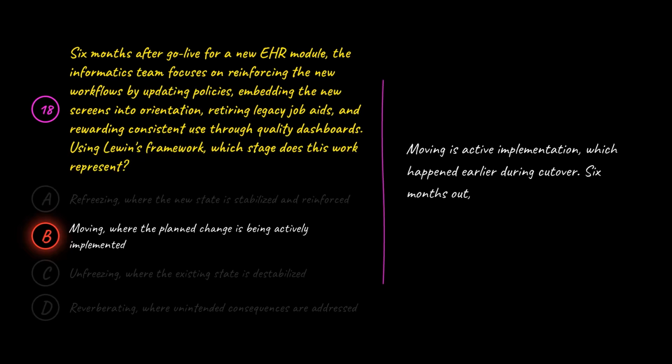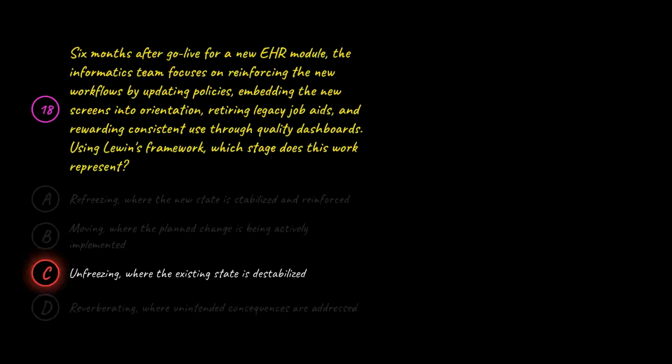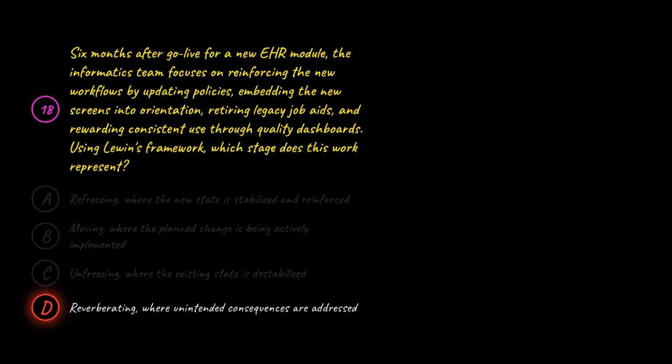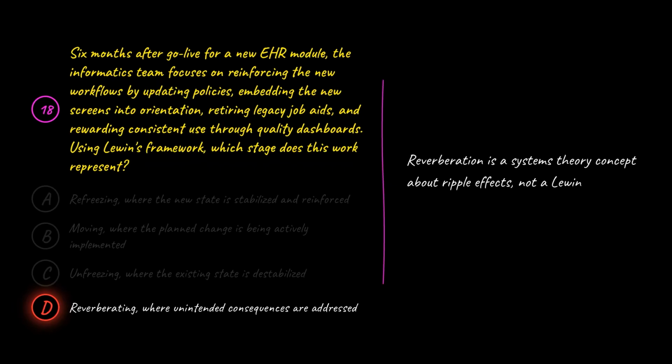6 months out, the focus has shifted from doing the change to making it stick. C is wrong because unfreezing is the destabilization that prepares people to change before any implementation. The scenario is far past that point. D is wrong because reverberation is a systems theory concept about ripple effects, not a Lewin stage. It does not describe stabilization activities.